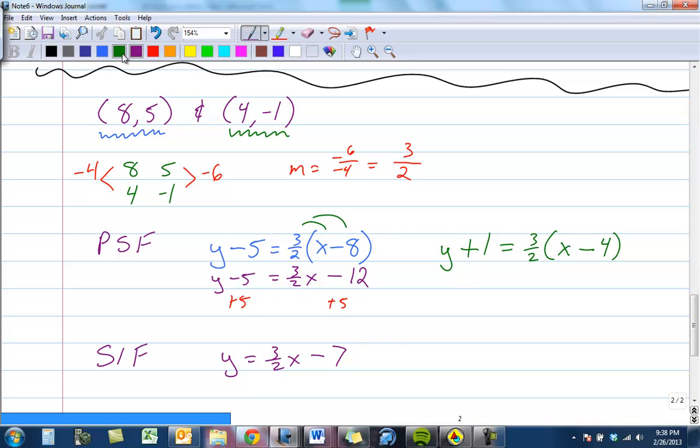Alright, now, check this out. Even if you use this one, first thing you're going to do is distribute. So you got 3 halves x minus 3 halves times 4 is 6. You're going to subtract 1 from both sides. And check it out. Y equals 3 halves x, negative 6 minus 1 is minus 7. No matter what, slope-intercept form will always come out the same way.